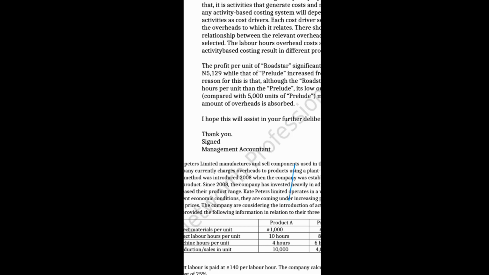But if we introduce the activities that give rise to the cost, that will lead to appropriate product costing. Activity-based costing will lead to correct product costing. Hence, it's going to give us appropriate profit per unit. You can close your report.